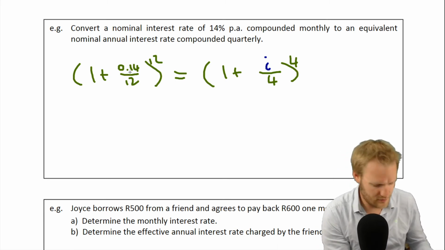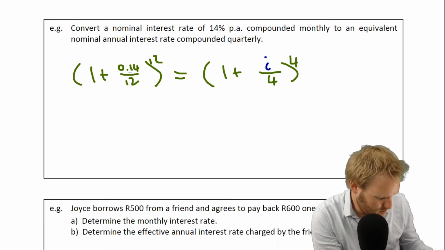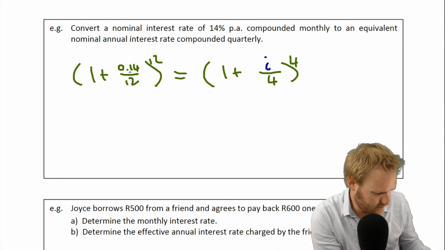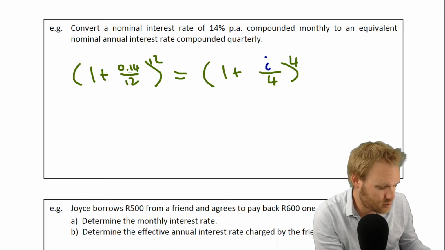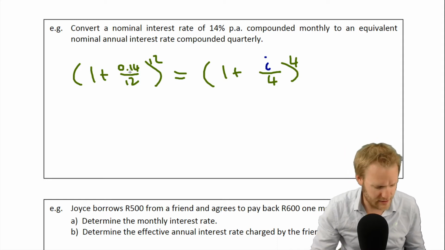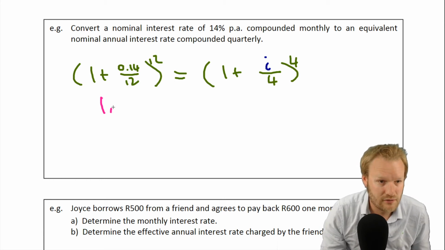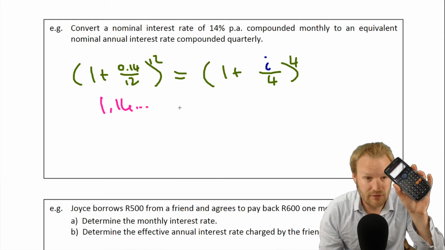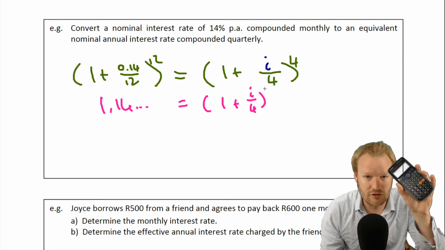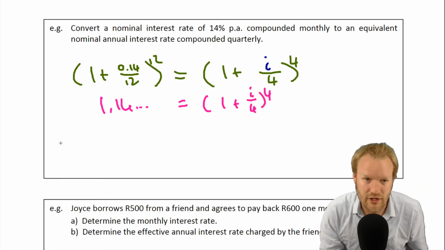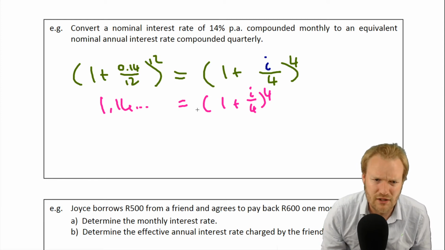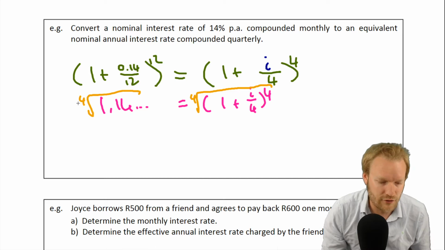So we've got 1 plus 0.14 over 12, to the power of 12. The left-hand side is 1.14 something, not rounding off, keeping it here, and that is equal to the right-hand side, 1 plus i over 4, to the 4. Now we need to do all that working out backwards, and we've been doing quite a few of these now. So we're going to take the 4th root.